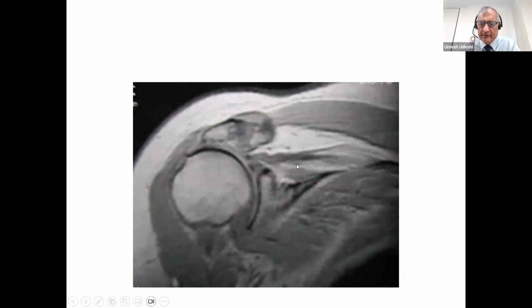So the supraspinatus muscle sits here, and you can see the muscle is full of fat. This bright stuff is fat. This is a T1 weighted image, and there's hardly any muscle fibers. Look, there's a bit of muscle fiber there, but all the rest of it is fat.